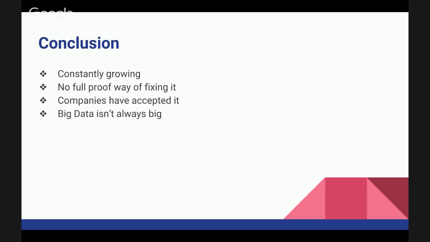So in conclusion today, we've learned that big data is constantly growing. And there's no foolproof way of fixing it or processing it. And companies have accepted that, but they've also found other ways like Hadoop to process the data. And keep in mind, big data isn't always big. It can be 100 megabytes going to an old Razr flip phone and still be considered big data because it couldn't be processed. But that is my interpretation today of big data and the problem that it has created.